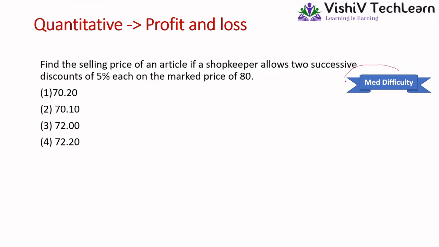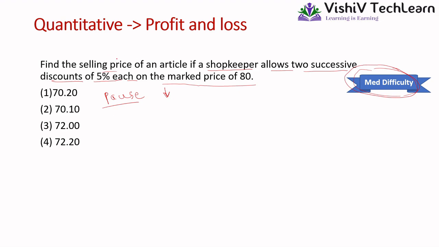On this slide we have a medium level difficulty question. The question is, find the selling price of an article if a shopkeeper allows two successive discounts of 5% each on the marked price of 80. Since this question is of medium level difficulty, I request learners to please pause the video and try to solve it. If you are not able to solve it, obviously here we are going to discuss the solution.